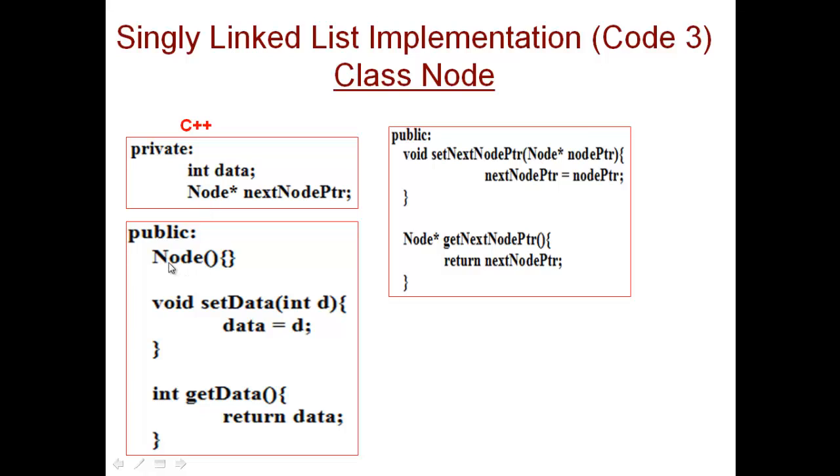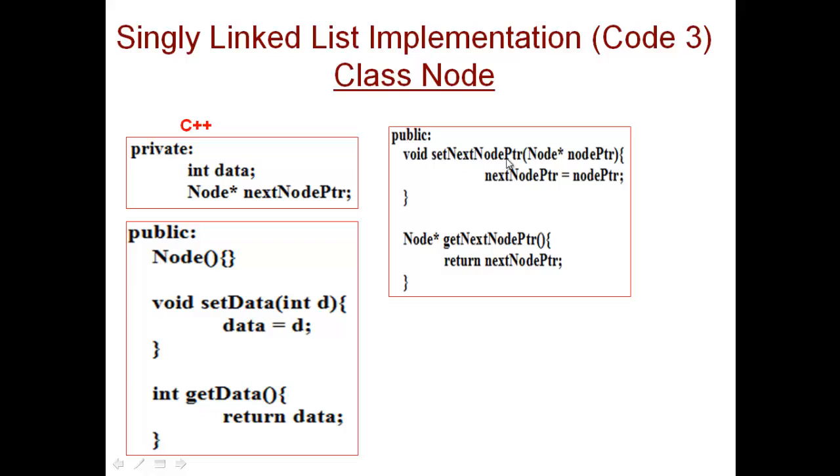Okay. Now we have a no argument constructor that doesn't do anything. So we'll use the set functions to set the data, set the member variables. So we have set data, and we'll pass some local variable int d, and then we say this data, the member variable, equals d. Similarly, we have the get data function that returns this data.